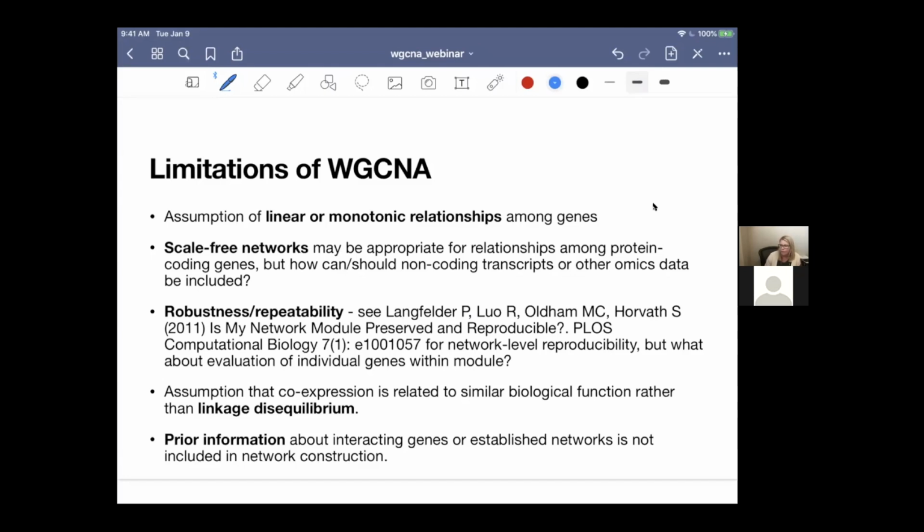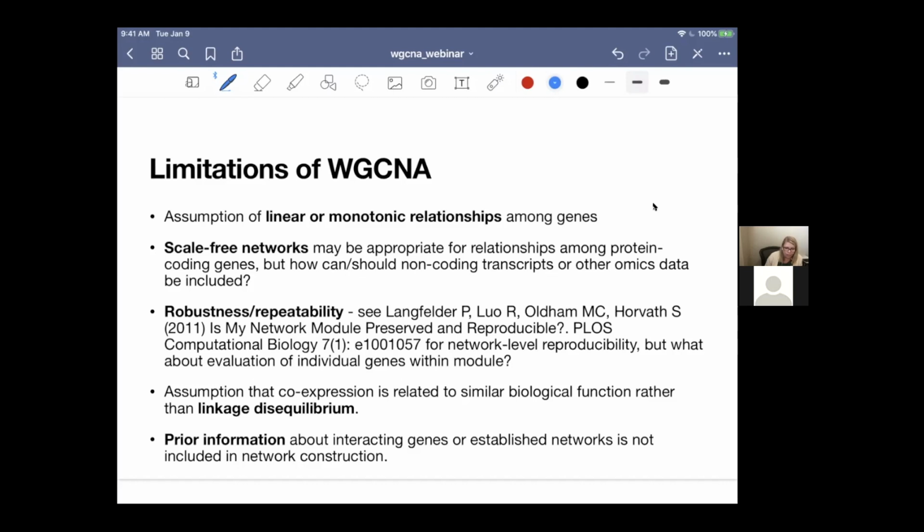Scale-free networks, we have several lines of evidence to think that that's how protein coding genes interact. We really don't know much about relationships or what kind of networks we would expect when we start throwing in non-coding transcripts. So not just relationships between two non-coding transcripts, but how they relate to these protein coding transcripts. And even beyond that, to other omics data.